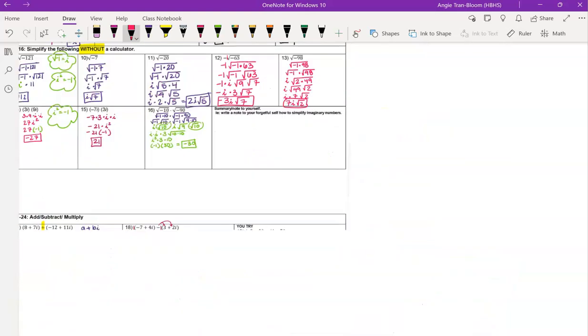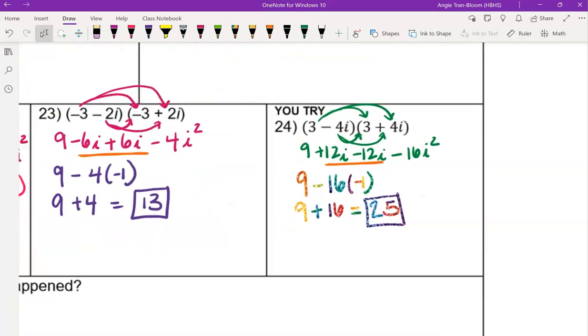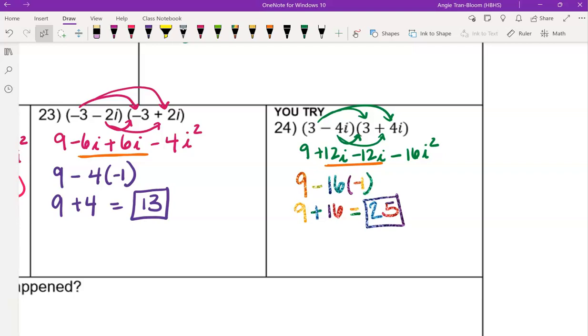So when we looked back at those two last examples, students, can you guys see that 23 and 24? Every single thing is exactly the same, except the signs between them are opposites. So these are what are called conjugate pairs.